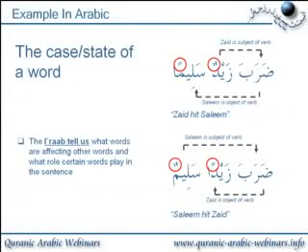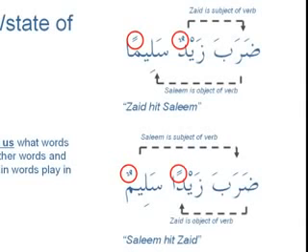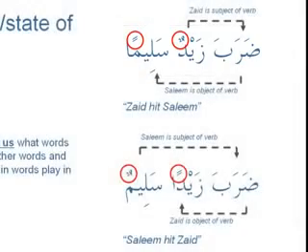Now in Arabic, this is slightly different. In Arabic, the word order is not necessarily required in order to understand what is going on in the sentence. So a simple example again, here we've got Daraba Zaydun Saliman, and Daraba is a verb, a doing word, which means to hit or to strike, or he hit or he struck. And we've got Zaydun with a dhammatain, and we've got Saliman with a fathatain.